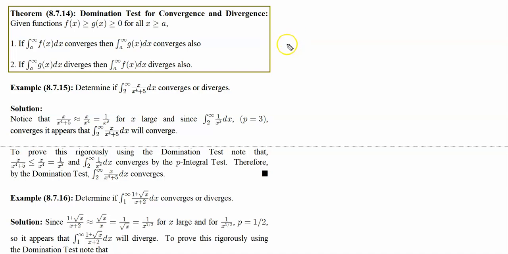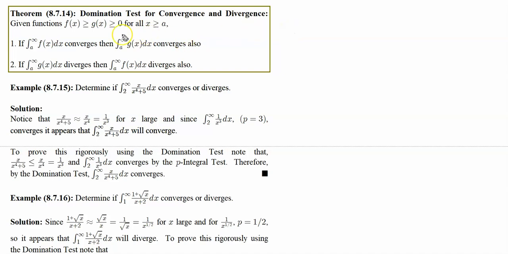Hello everyone. In this lesson we're going to continue our discussion of improper integrals by considering the domination test for convergence and divergence. Now this is going to be a test that we can use in combination with the P-series test that'll help us to determine if improper integrals of some common functions converge or diverge.